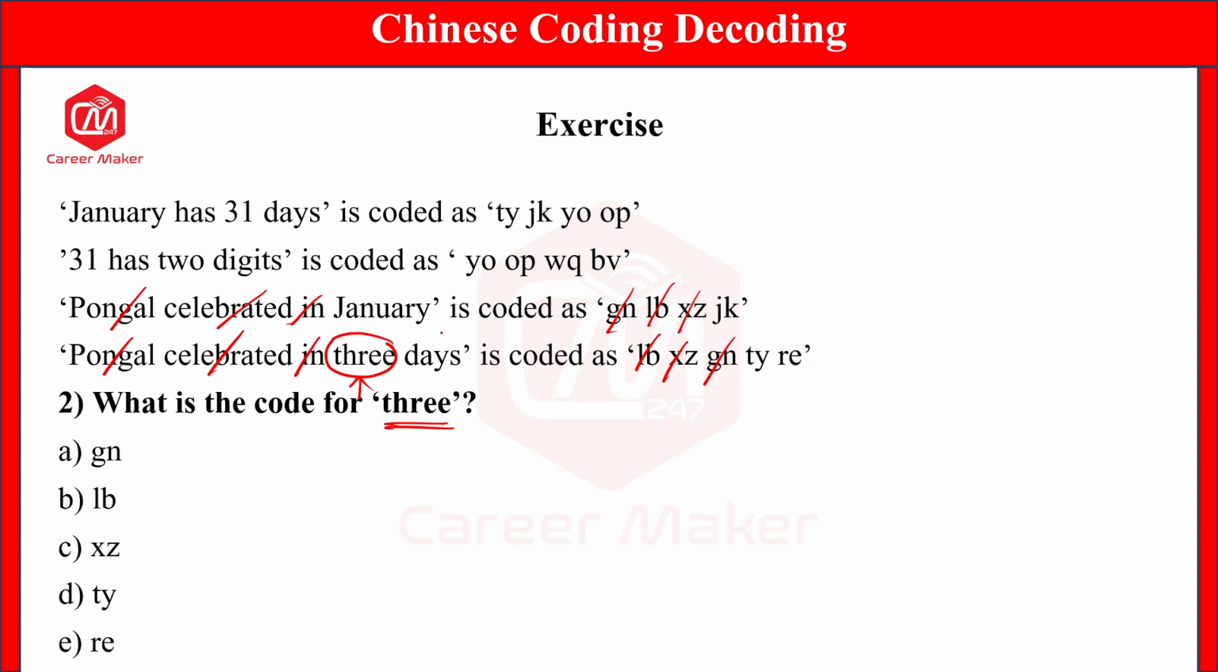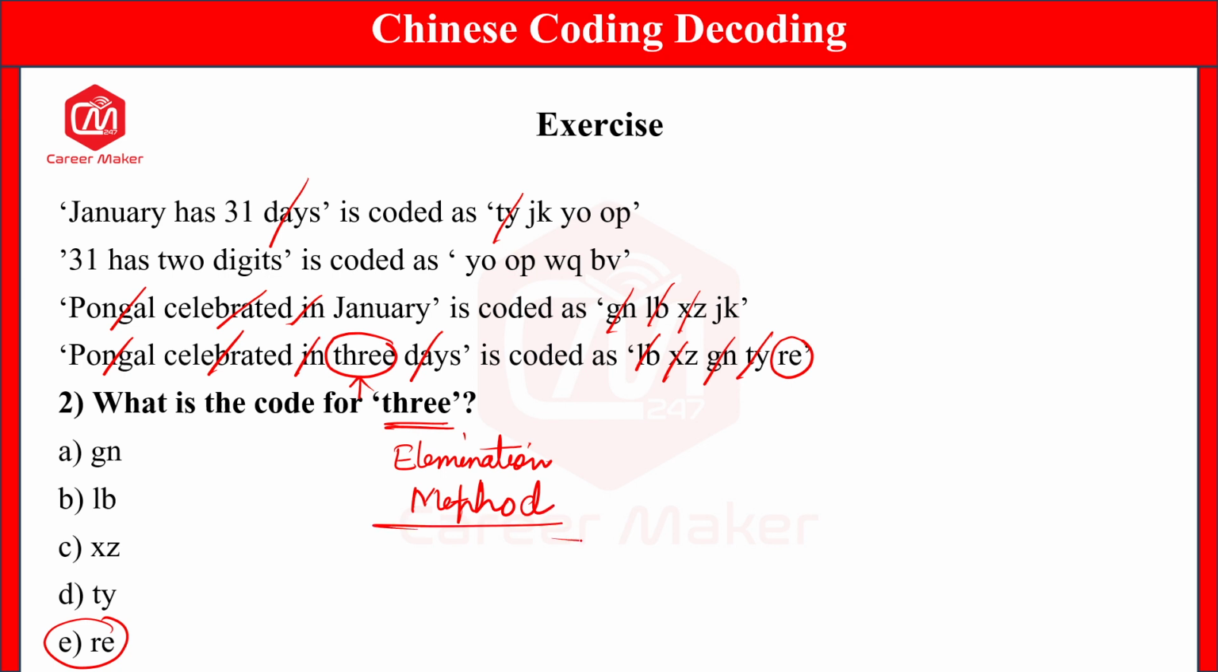For this, see, day is written here and day is written here. So for sure there is a word which is common in these 2, that is TY, TY. So 100% it can't be the code of 3. Now we got the code of 3 as what? RE. Hence that's our answer. This is how you can eliminate. That is called the elimination method. Through the elimination method you can maintain accuracy as well as speed, both. So that's very important to know.